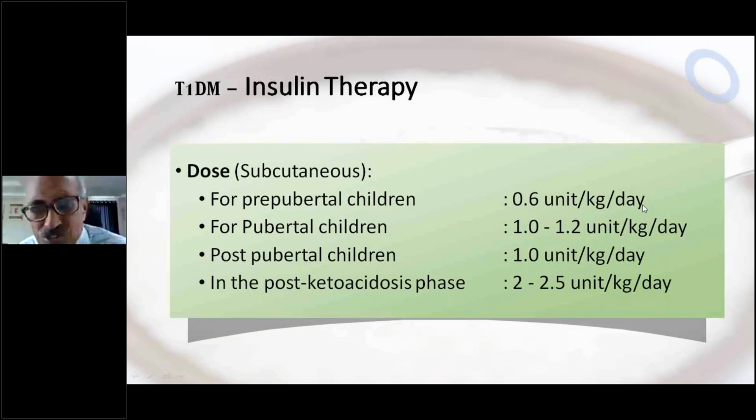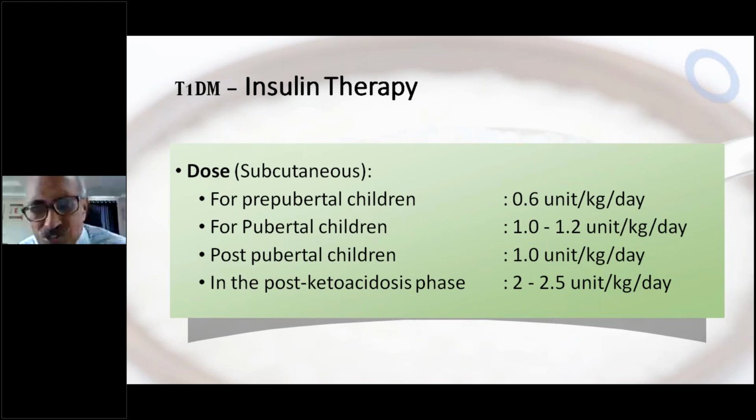For pubertal children, it is almost double, 1.0 to 1.2. And post-pubertal, 1 unit per kg per day. It is easy to remember. The total daily dose, please remember this. In certain conditions, very rarely, such as post-ketotic state, you may have to go double this, 2 to 2.5, which is very unusual. But remember, usually 1 unit per kg is the maintenance dose. And small children use much lesser doses.